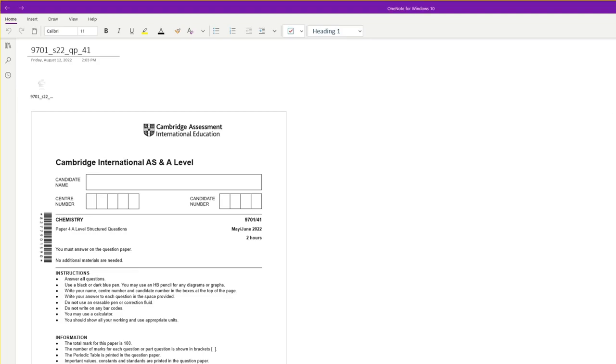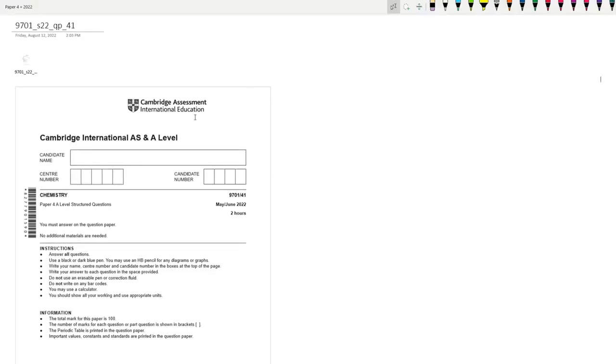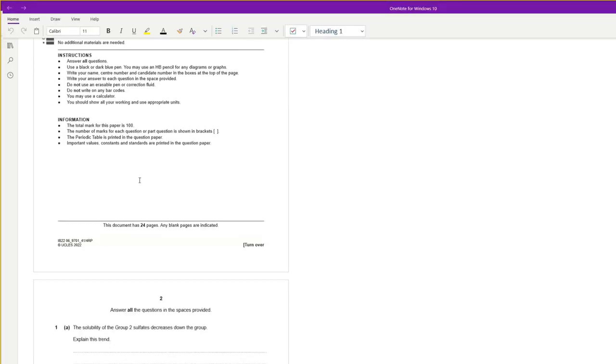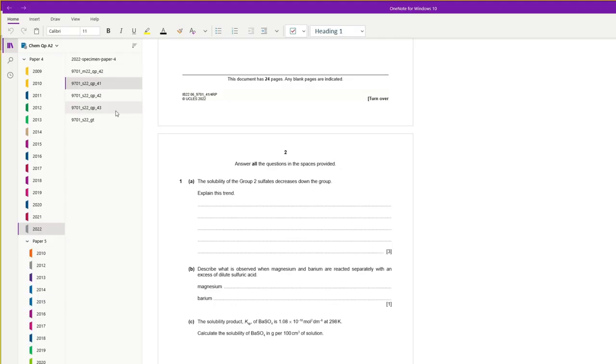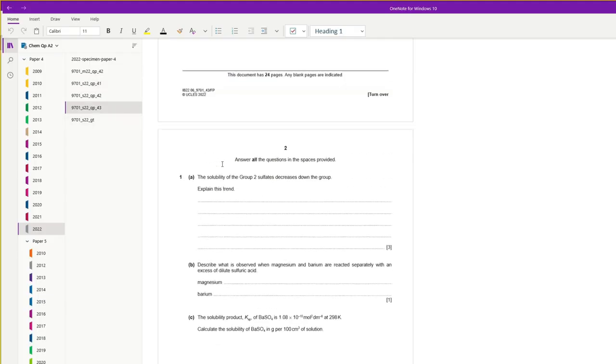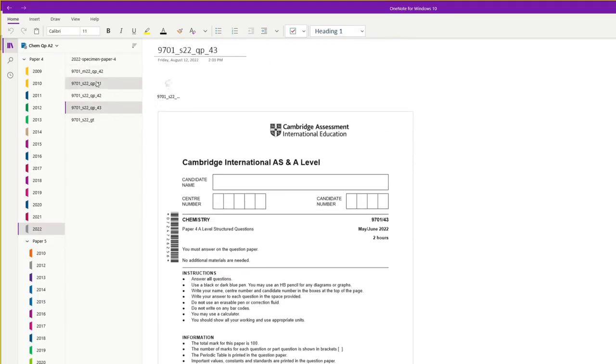Hey guys, we're solving this chemistry paper today. This is chemistry paper 4, May-June 2022, paper 4.1. Paper 4.1 was actually the same as paper 4.3. They're the same variant. You can match these, they're the same variant, okay.